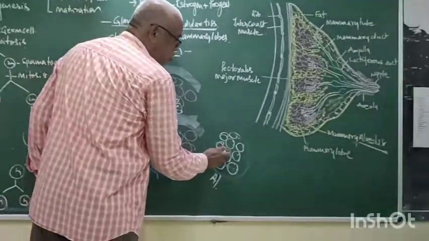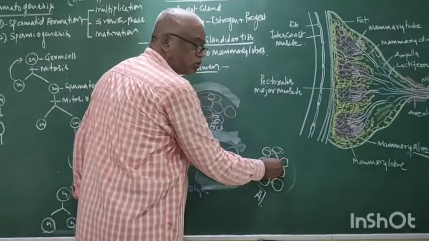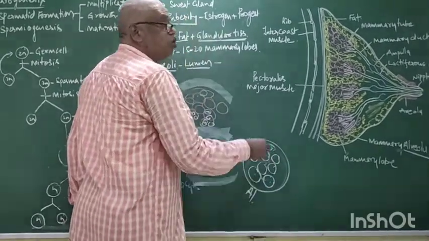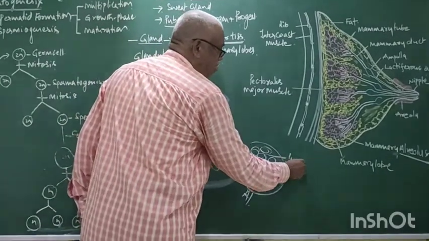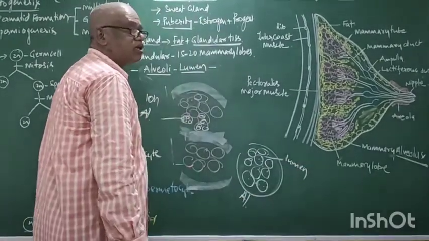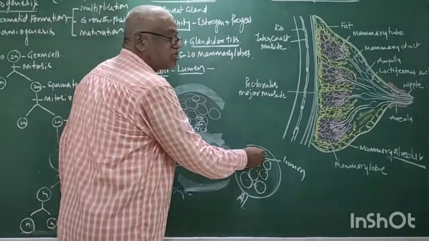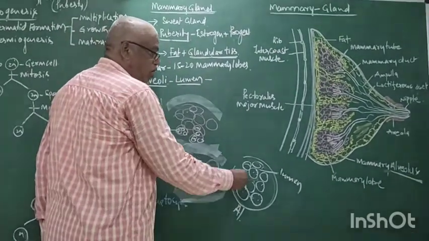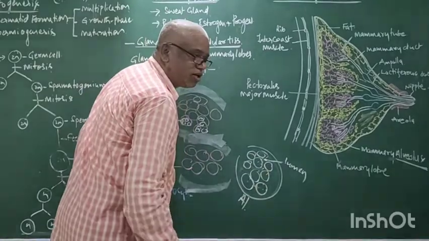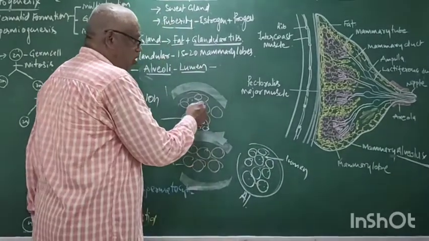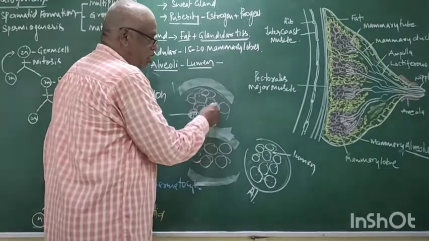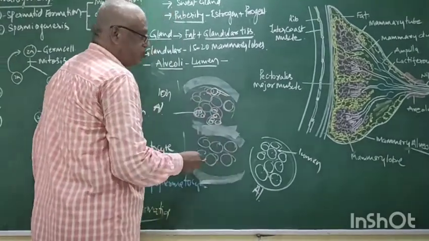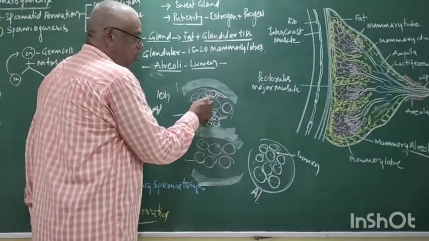Right. Now, what is this space? This space between the cells of the alveolus is called the lumen, an empty space. These cells produce the milk, which is stored in the lumen. Now, this is one alveolus. From each alveolus, one tube.